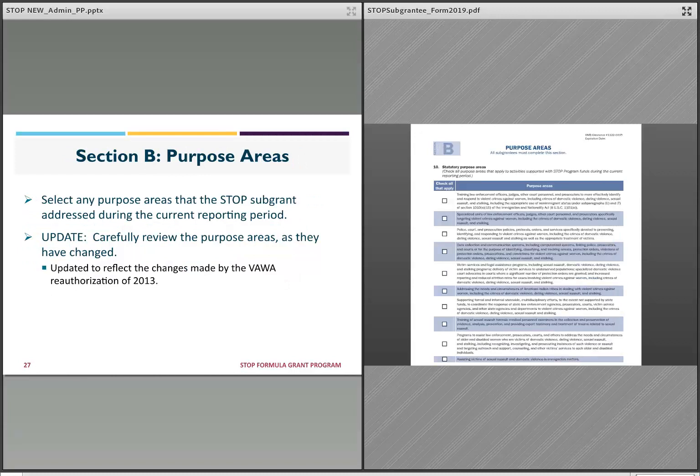The next section on the form, Section B, Purpose Areas, has been expanded recently in 2019 to include all the additional purpose areas and all the changes made by the VAWA 2013 reauthorization. Subgrantees should select any purpose areas that the STOP subgrant addressed during the current reporting period, and you might want to review these carefully as they have changed recently.